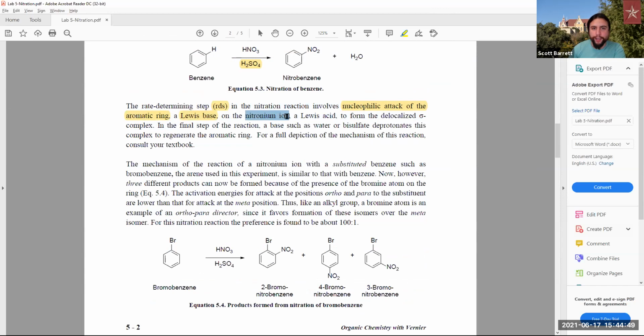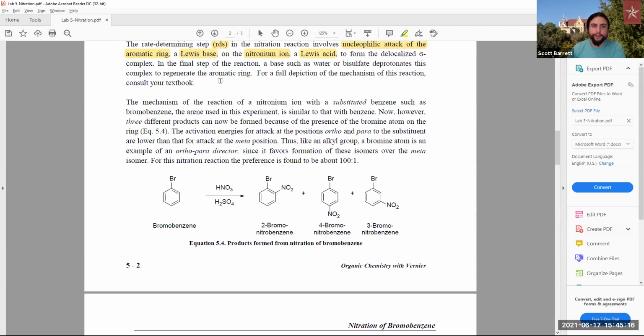on the nitronium ion. So like I said before, the arene is attacking. So think of this benzene ring attacking the nitronium ion. Then in the final step, a base such as water can act as a base and pull off a proton and create acid in the environment, or bisulfate can deprotonate the complex in order to regenerate the aromatic ring from the start.